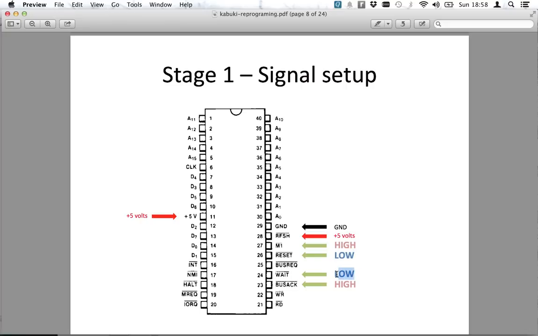Also, wait. Wait is also an input on the standard Z80 CPU, and basically tells the CPU to stop processing until further notice, right? So, hey, wait, I'm doing something else, hold on. And this is also a line that we need to put low. Sorry, reset and wait, they both need to be low. And M1, as well as bus acknowledge, they need to go high, right? And we're going to see in a moment what we do with these signals. But basically, you are looking here at the signal setup. This is stage 1. This is everything the way it needs to happen in order for the process to begin.